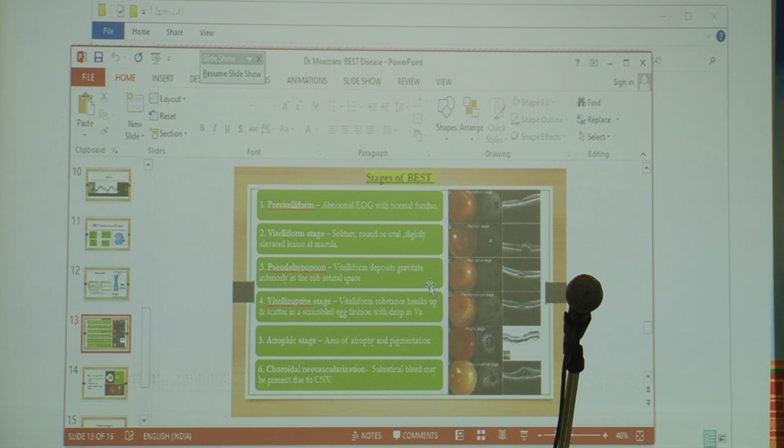There is a disproportionately good vision in Best cases. Maybe up to visual acuity 6/6, with a drop over a decade or further, the patient still having 6/6 vision. Yeah, but why is it at 11 years or 13 years he is 6/36? You have to find out another differential diagnosis in these cases. Okay. Good luck. Thank you.